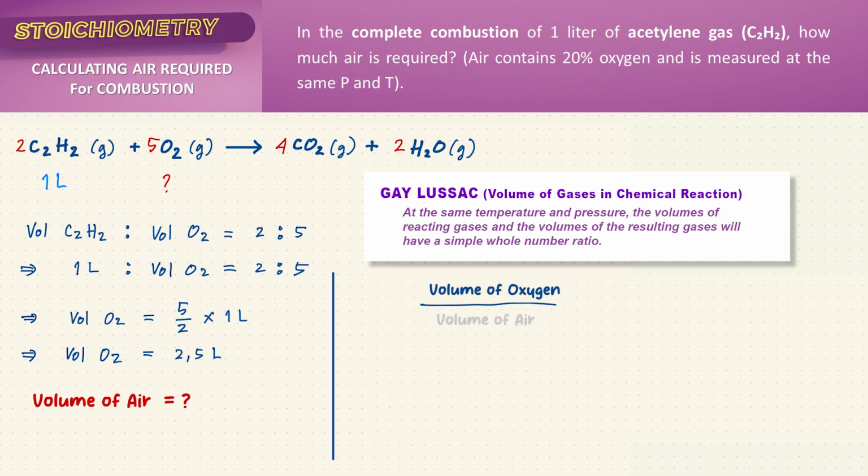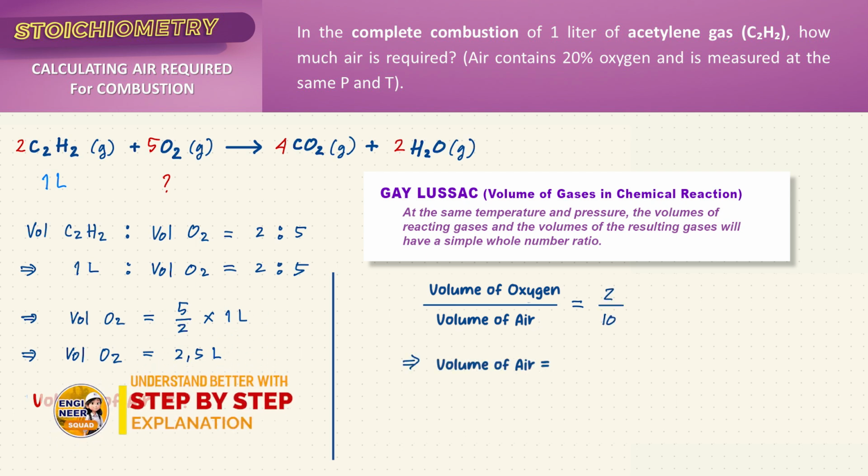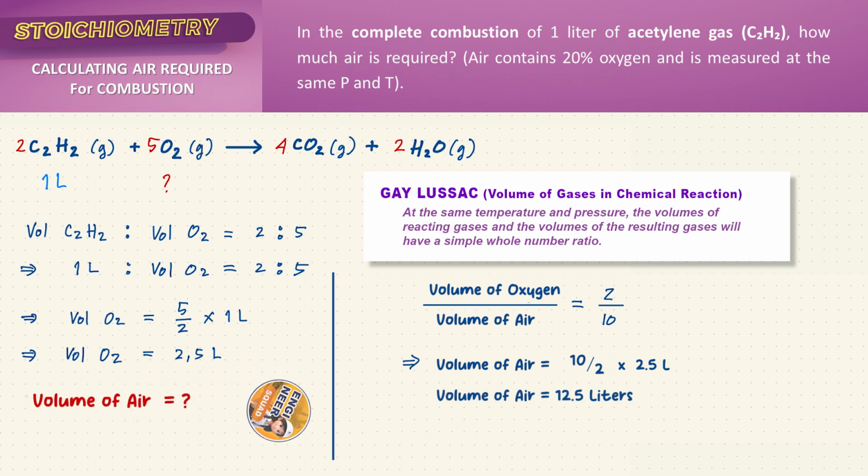To calculate the volume of air, we compare the volume composition of oxygen to air, which is 2 to 10. We find that the required volume of air is 10 divided by 2 and multiplied by 2.5 liters, which results in 12.5 liters. So, the volume of air needed for a complete reaction is 12.5 liters.